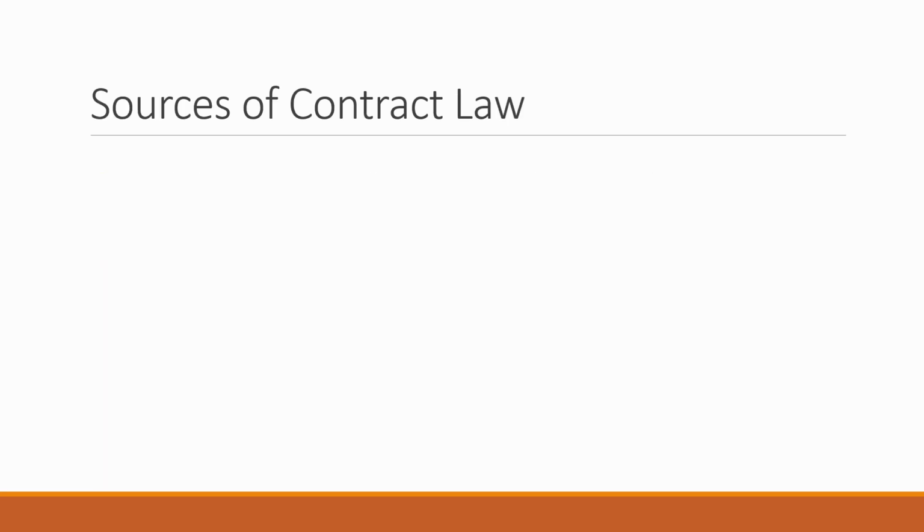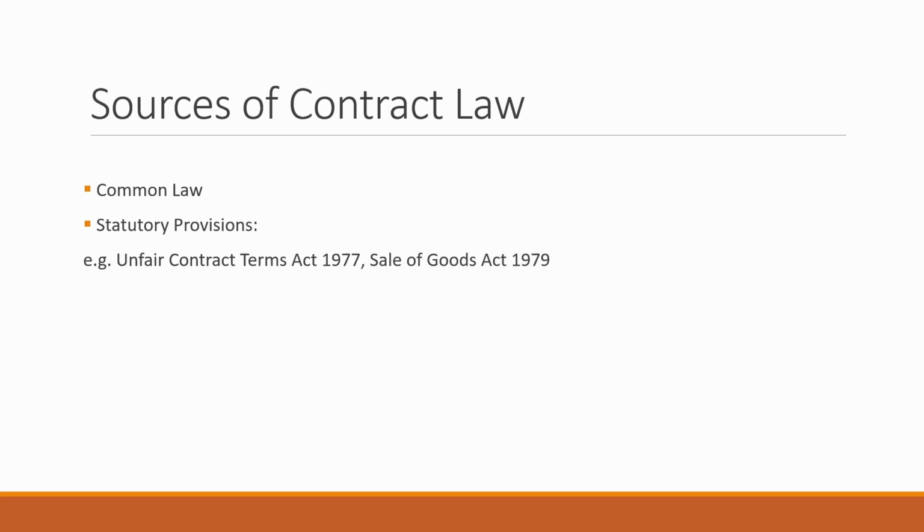Now we have given it a definition, we need to understand the sources of contract law. The primary source is common law, whereby judicial precedent and case law gives backbone to the law of contract. However, there are also statutory provisions which support contract law, such as the Unfair Contract Terms Act 1977 and the Sale of Goods Act 1979.